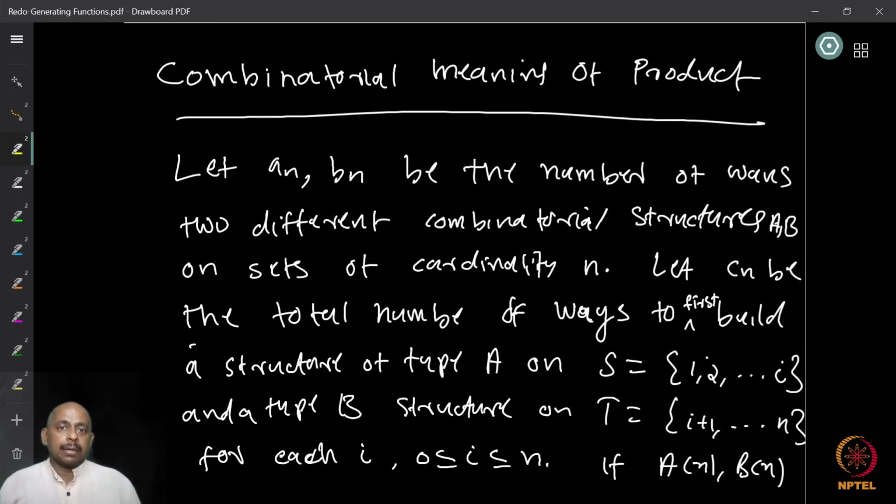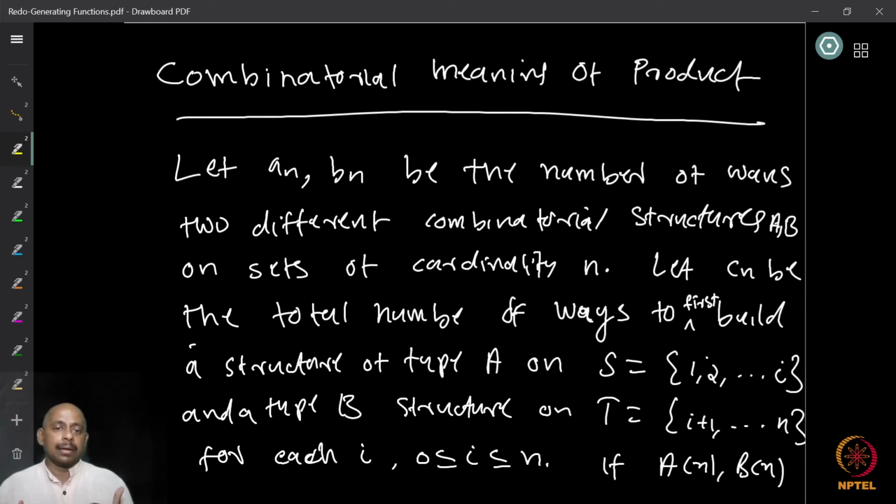Now we look at the combinatorial meaning of the product of generative functions. So suppose you are given two sequences, right? Let's say an and bn, which represent the number of ways two different combinatorial structures can be built on an n-element set.